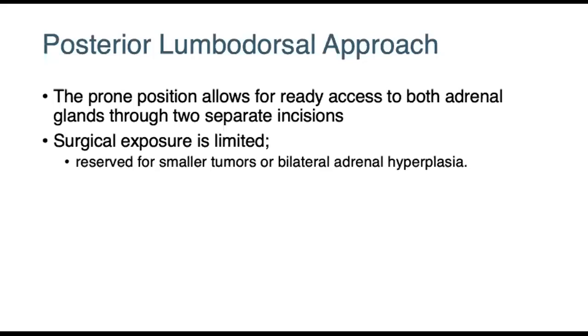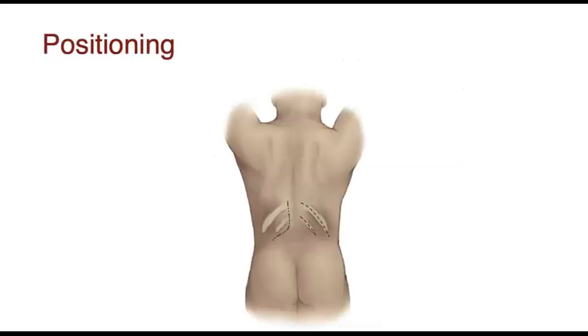So this approach should not be used for large tumors or adrenal carcinoma, large adrenal cortical carcinoma. Okay, so for the position, this patient is in prone position after intubation with the table flexed at the level of the 12th rib. Pillows are placed under the abdomen and the lower limbs, and care is taken to avoid compression of the eyes of the patient in the prone position.